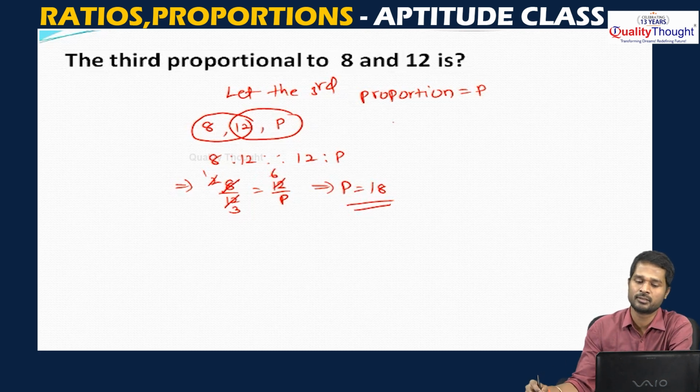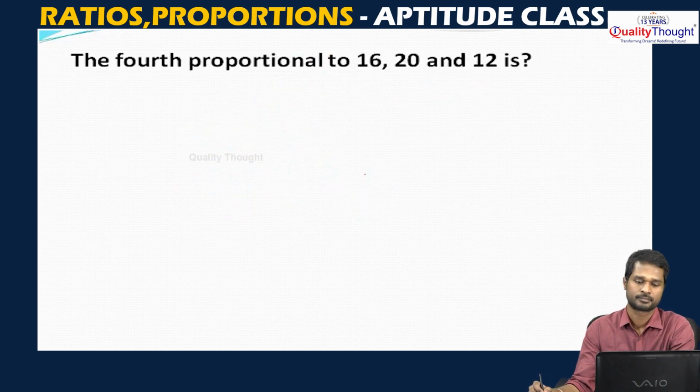So simply we have written the third proportion as p: 8, 12 and p. 8 is to 12 is a ratio and 12 is to p is a ratio, with 12 common. So 8 by 12 is 12 by p. 4 twos are 8, 4 threes are 12, so the p value is 18. This is the third proportion.